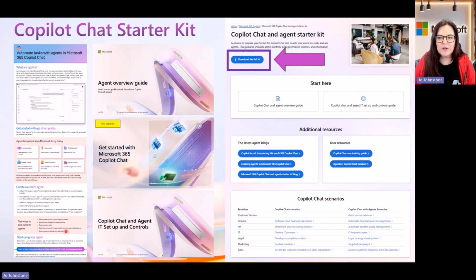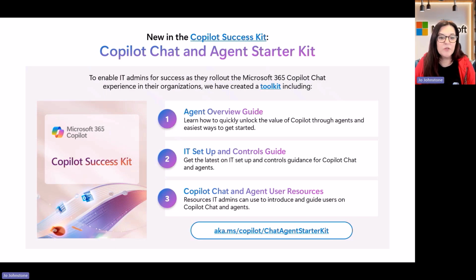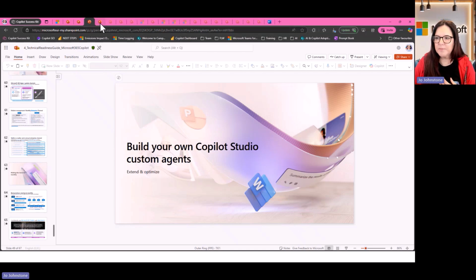There's also a getting started handout, a 1-page guide for colleagues. It's got some embedded videos in there, and you can download all of this kit. It's a great way to understand a little bit more about Copilot Chat, which is the free version of Copilot, and how agents are also included in that against the full M365 license. So let's just have a quick look at what is included in that.